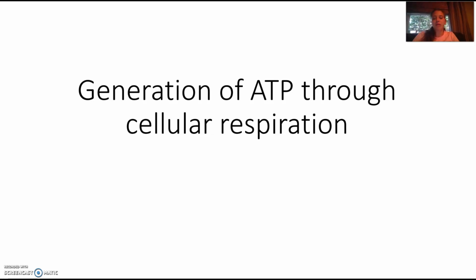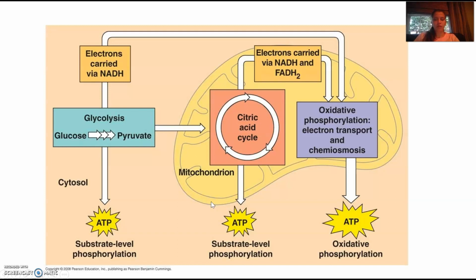So this is my basic concepts or advanced concepts presentation 5. We're going to be talking about the generation of ATP through cellular respiration, all of the formulas for how it's formed and generated, and ultimately develops 30 ATP per 1 molecule of glucose. Okay, so basically a lot of stuff is going on at once.